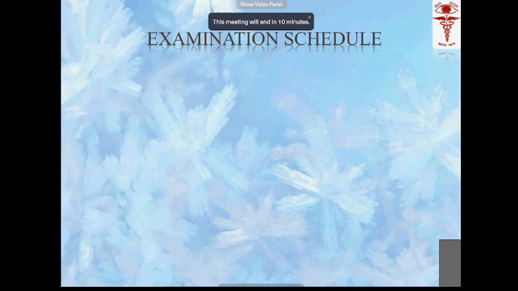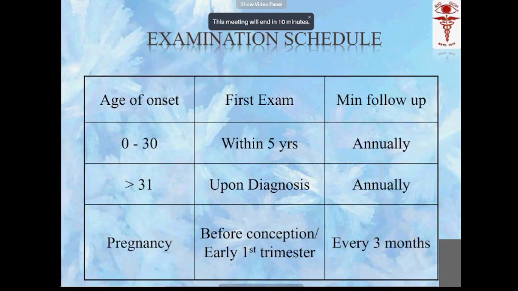How often should you examine the patient? If the patient's age is less than 30 years, the first examination should be within 5 years of diagnosis. Suppose the patient is diagnosed at the age of 20 years, within 25 years he should have his first fundus examination. Suppose the patient is diagnosed with 10 years of diabetes, by 15 years he should have his first fundus examination. After that, every year. If the patient's age is above 30, upon diagnosis itself we should do a fundus examination, and then annually. In a pregnant diabetic patient, examination before conception, and every trimester she has to get examined.